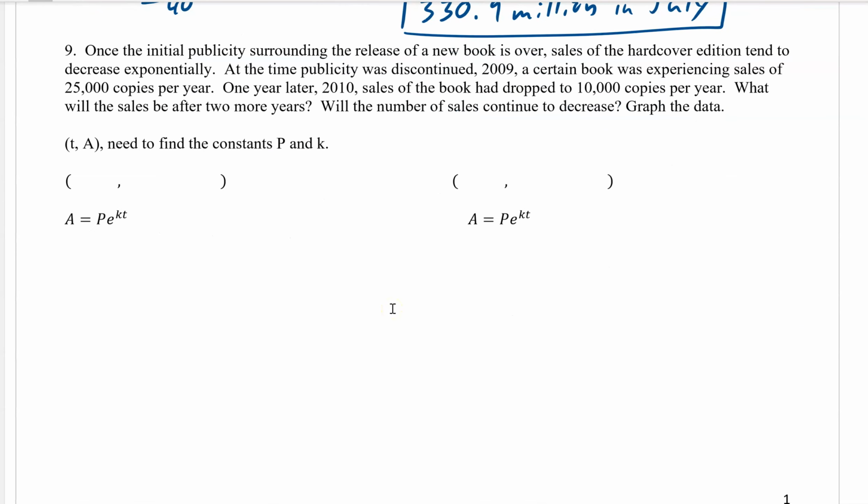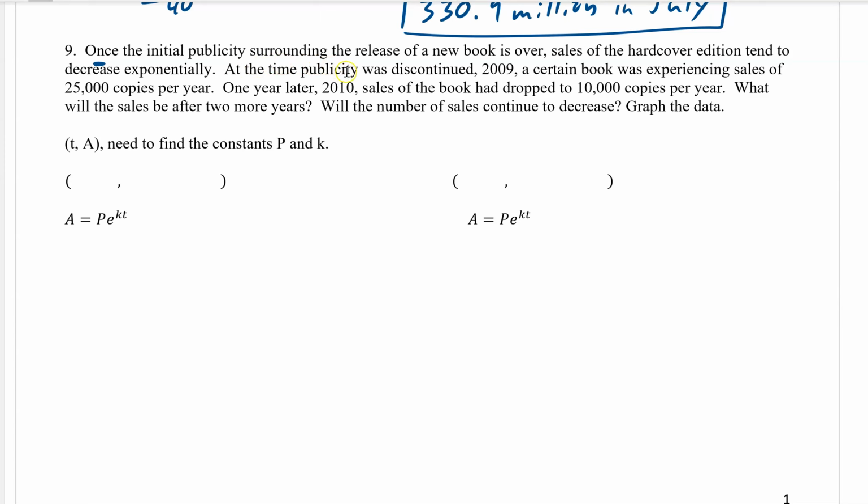Okay, so I want you to try this one now. I'm going to get you started, and then you can do the rest. Once the publicity surrounding the release of a new book is over, sales of the hardcover edition tend to decrease exponentially. It says decrease, which means we're talking about decay, so we have to make sure our k comes out negative. And it will. You don't have to input it. It will do it itself mathematically.